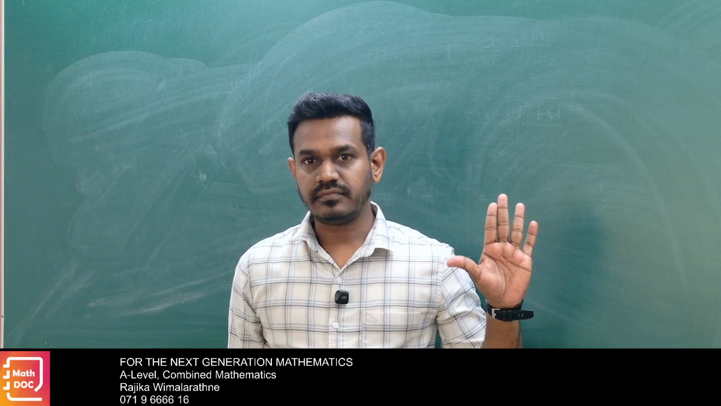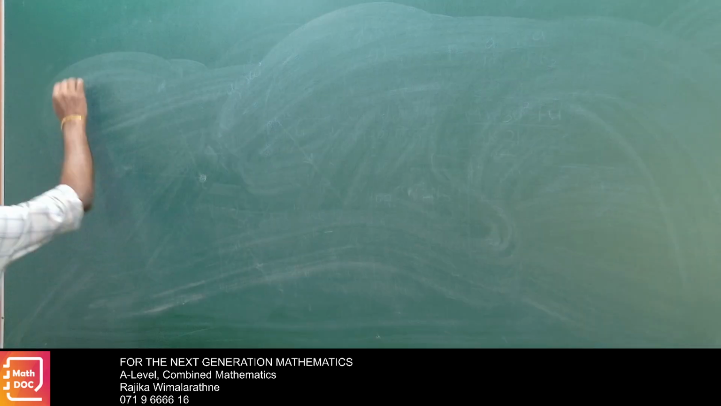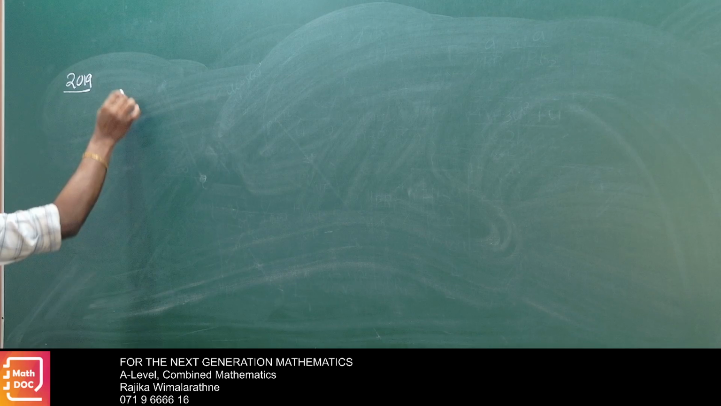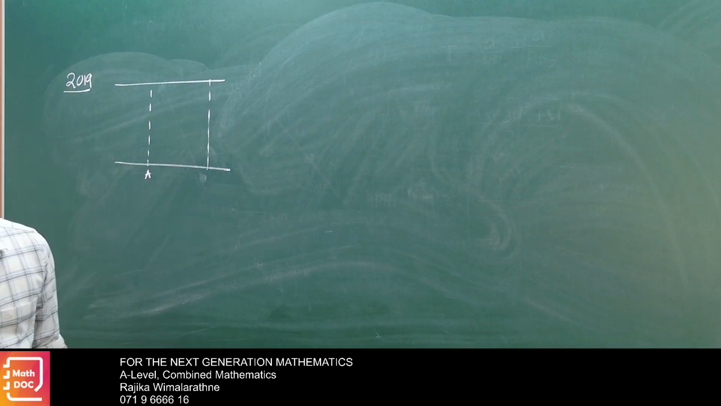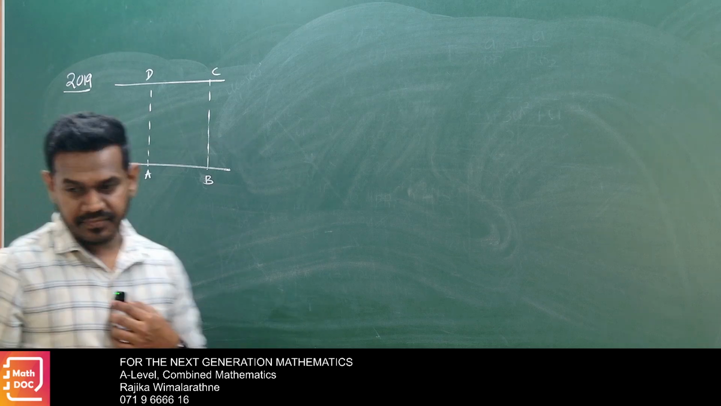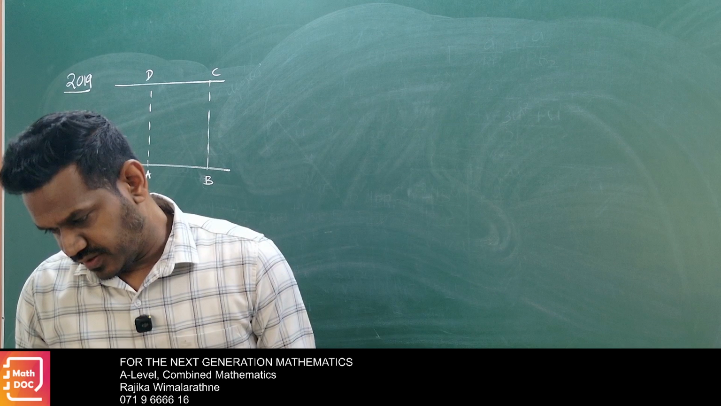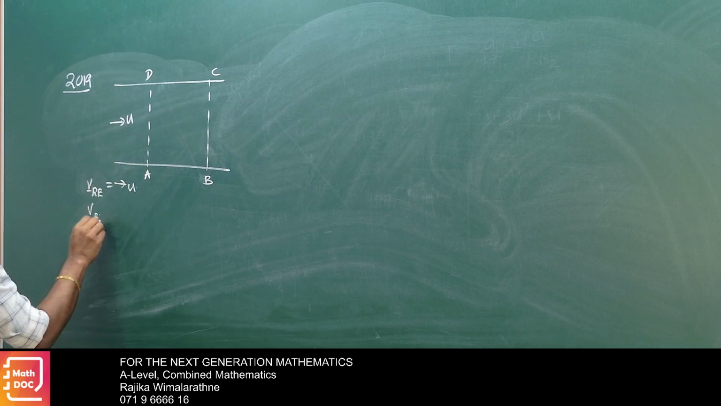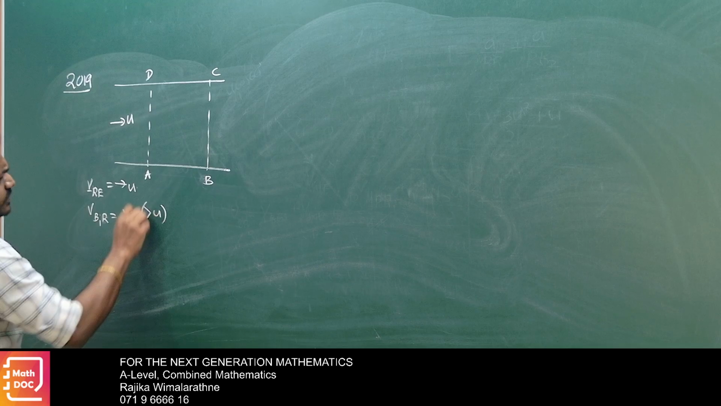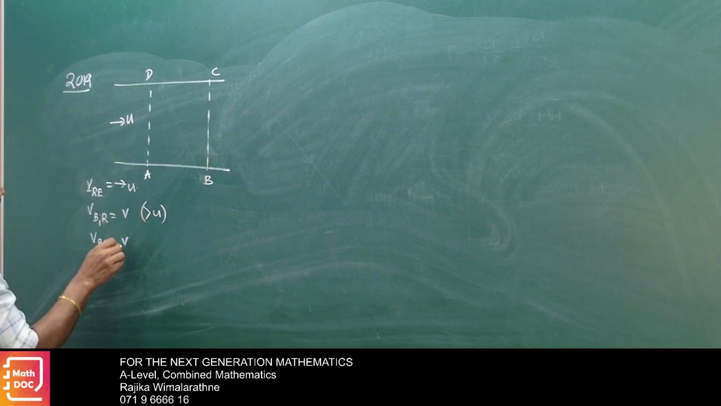Okay, 2019. Check your answers. Here A, B, C, D. Velocity of the river U. Velocity of boat B1 with respect to river V, V greater than U. Velocity of B2 with respect to river V. Both V, no? Both V.